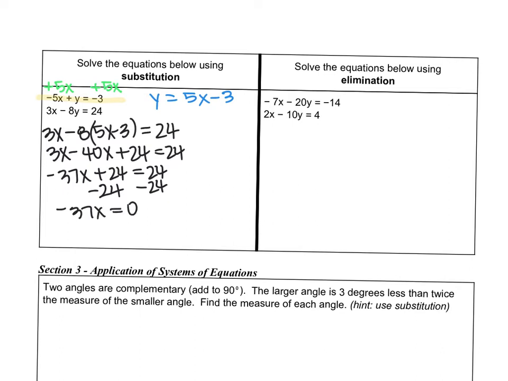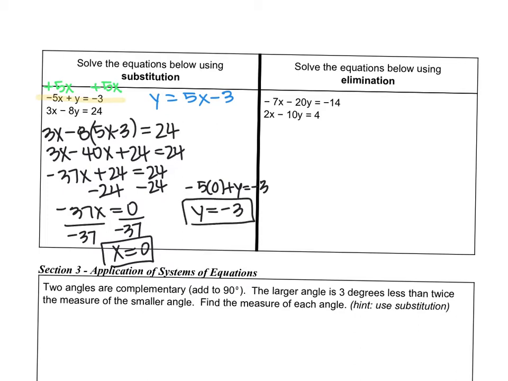Now, a lot of people tend to think that this solution is no solution, but I still have a variable. A variable can equal 0. 0 divided by anything is 0. So x actually is 0, which when I plug into my first equation, -5 times 0 plus y equals -3, gives me that y equals -3, because -5 times 0 is 0. So you can have 0 as a solution for x or y.